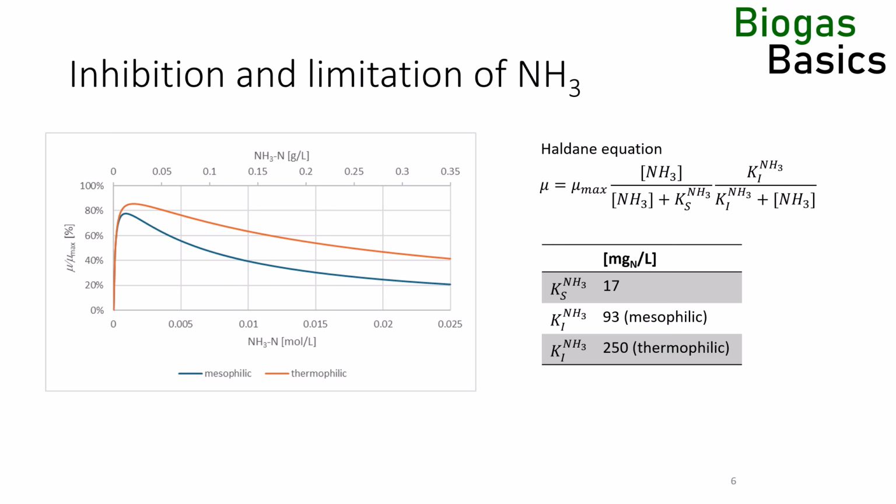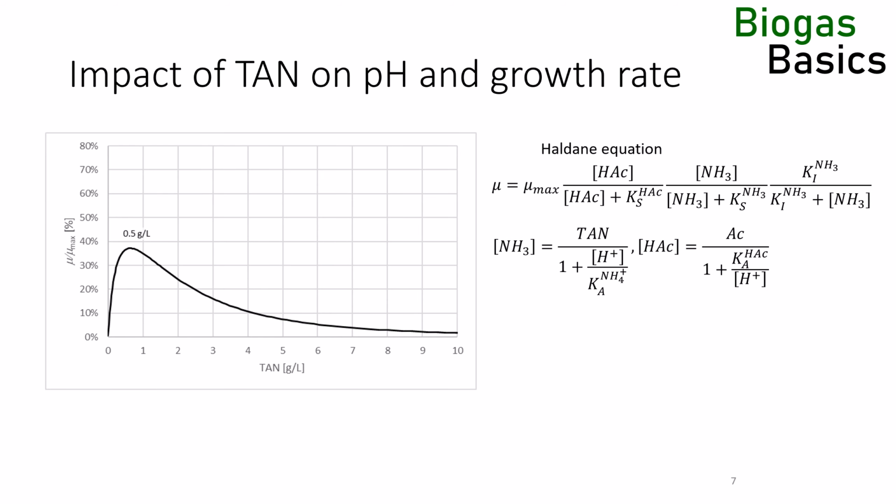Ammonia is a base, and increasing its concentration will increase the pH. A higher pH shifts the dissociation equilibrium from the inert ammonium towards the toxic ammonia, but it also shifts the acetic acid to acetate. How does it all work together? We start by plotting the growth rate as a function of the total ammonia-nitrogen, TAN. The previous slide showed the growth rate over the free ammonia, but this figure uses the total ammonia-nitrogen, so the sum of ammonia and ammonium on the abscissa.